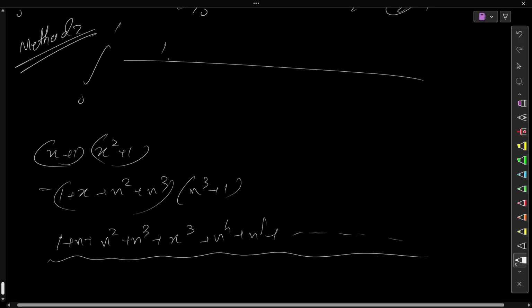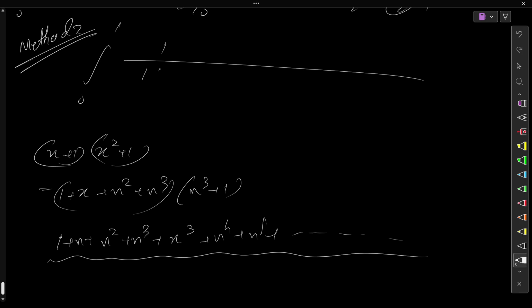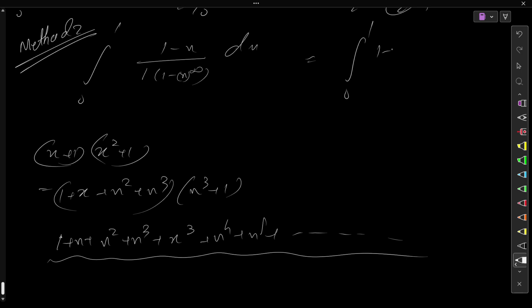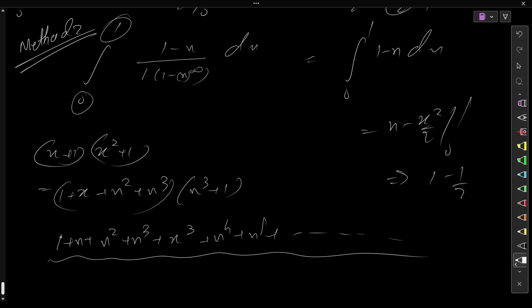For the sum of a geometric sequence, we know that the sum is the first term into 1 minus common ratio to the power of infinity over 1 minus x. So this could be written as the integral from 0 to 1 of 1 dx, since x is running from 0 to 1. So this is x minus x square by 2, limit from 0 to 1, which is 1 minus half. So the answer is half.